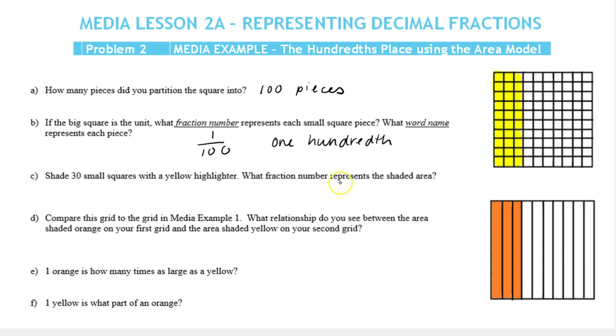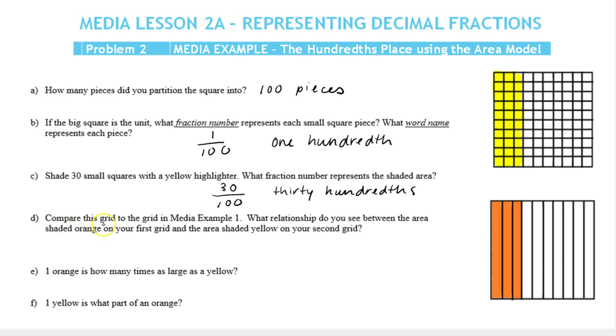What fraction number represents the shaded area? Well, we shaded 30 of the 100 pieces, or 30 copies of 100th, or 30 hundredths. And we'll write that as a word name too. 30 hundredths.